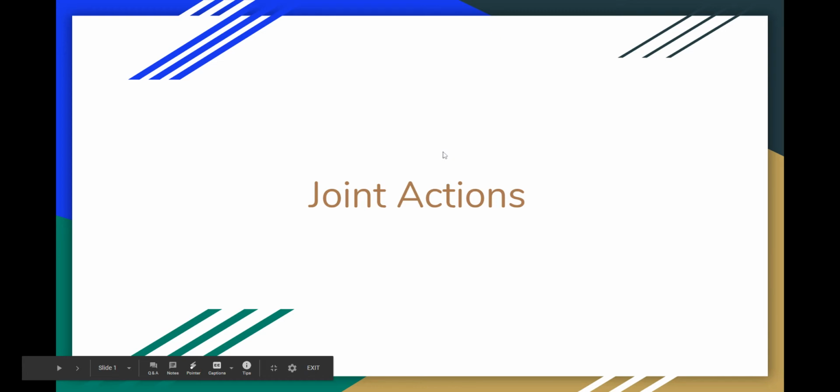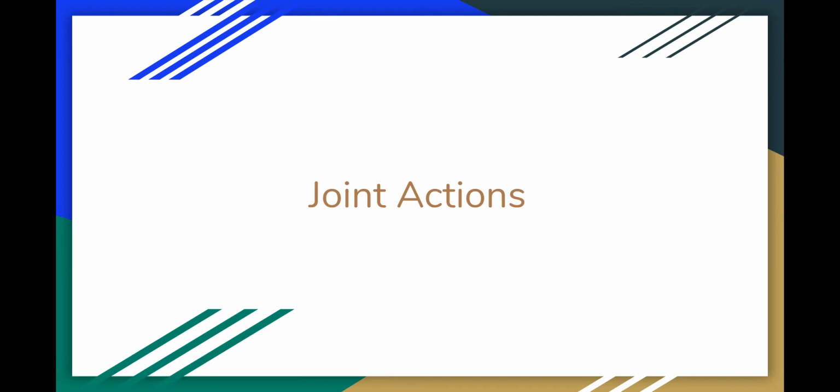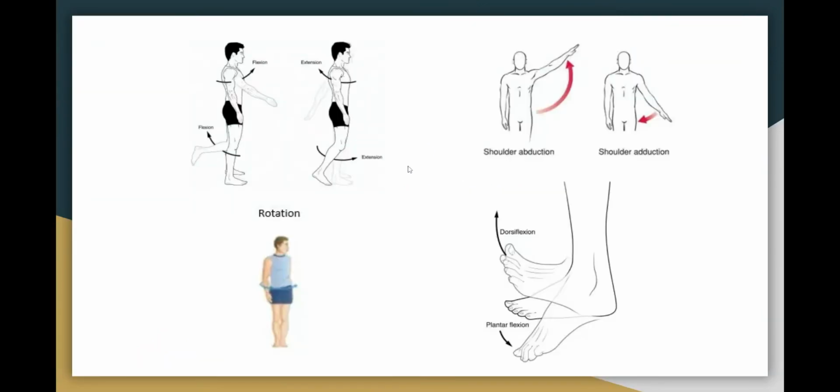Joint actions are movements that take place at a joint, and they're caused by muscles working as antagonistic pairs. And there's a few different joint actions that we need to learn. So first of all, we have flexion and extension. Flexion is the narrowing of an angle at a joint, and extension is the widening of an angle at a joint.